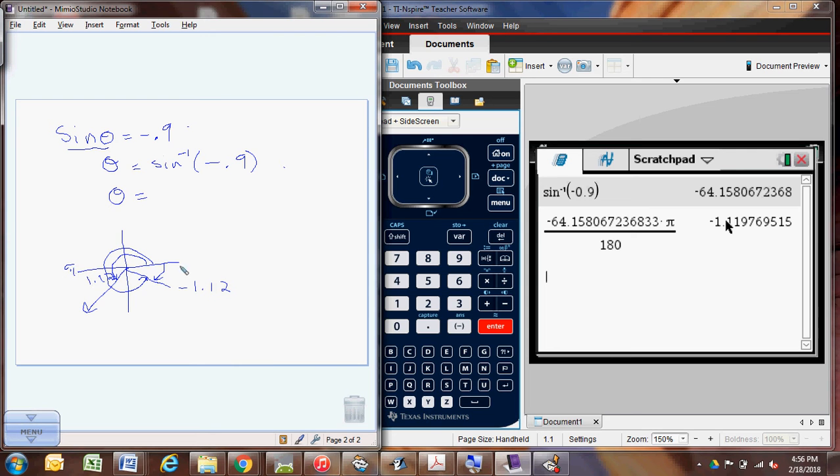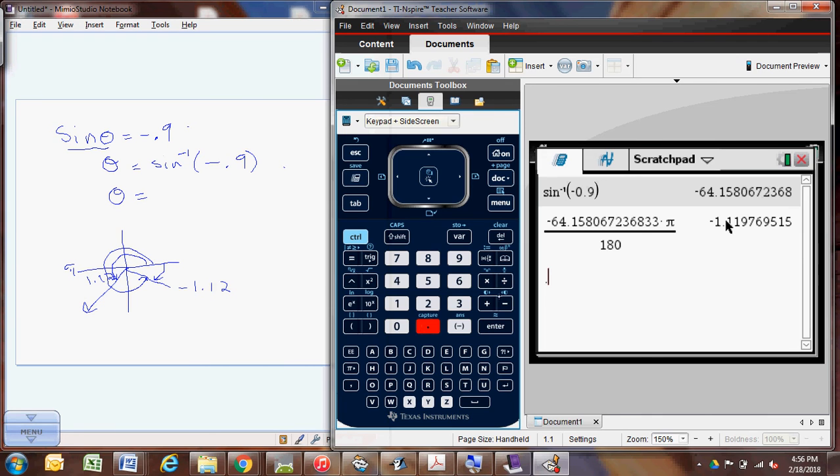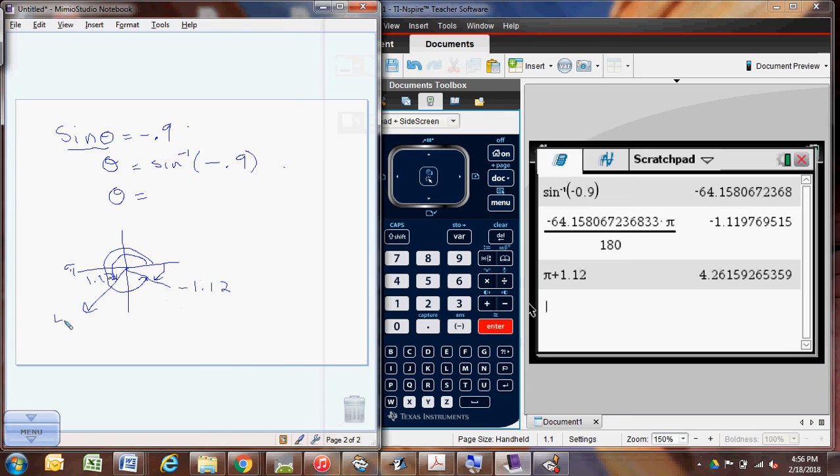So we need to take pi and add 1.12. If we come over to our calculator and take pi plus 1.12, because we're 1.12 beyond pi, that's one of the answers. So negative 1.12 isn't even an answer, but we just got 4.26 radians. That's one answer for theta.